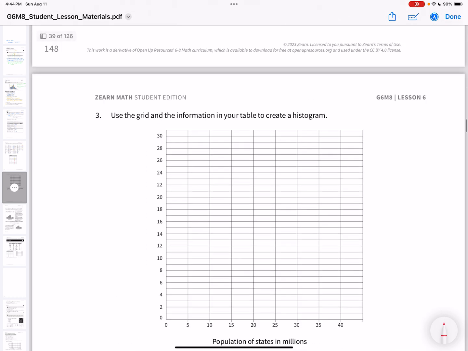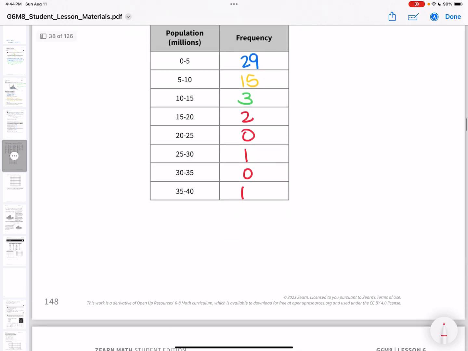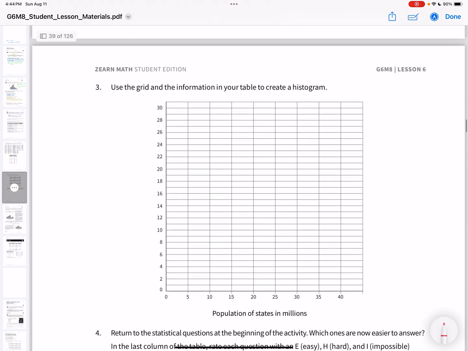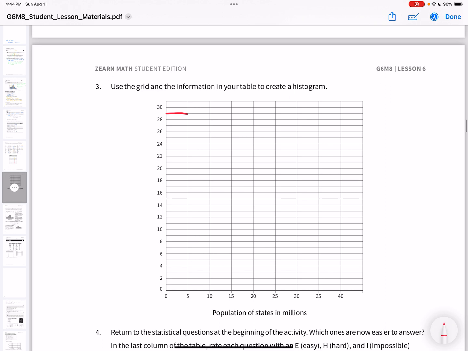All right, so 0 to 5, we have 29. So this should come all the way up here. And histograms touch, unlike bar graphs, which don't touch. But histograms do because those numbers get very close to each other. All right, so there's my first bar.